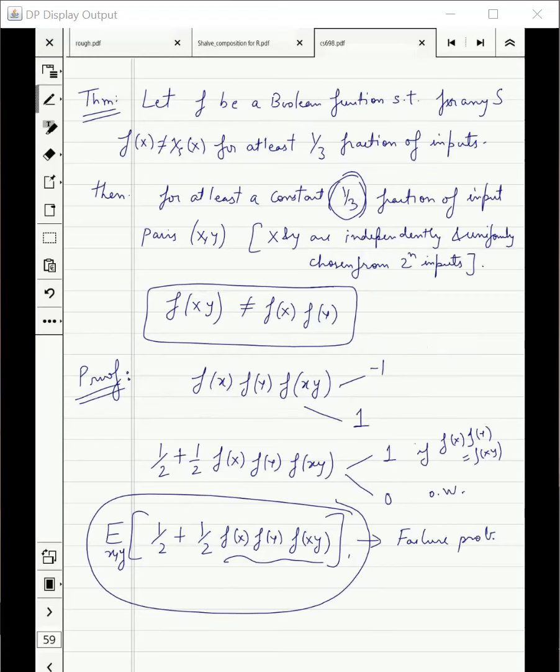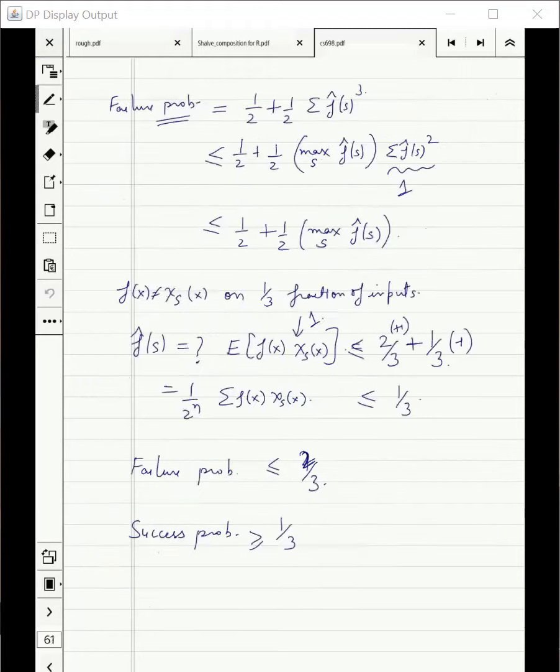And if you want to make this exact, you can say that if for epsilon fraction of inputs f x is not equal to chi s x, then for epsilon fraction of inputs this thing will not hold. So the mapping is actually very, very clear. What will happen if for epsilon fraction of inputs f x is not equal to chi s x? Then your f hat s will be less than 1 minus 2 epsilon.